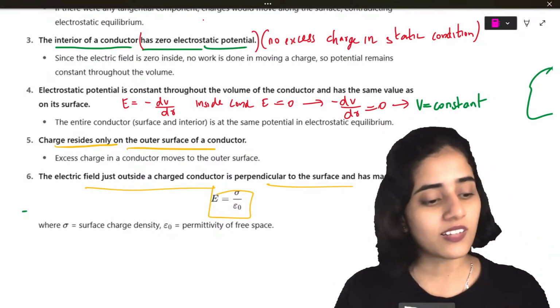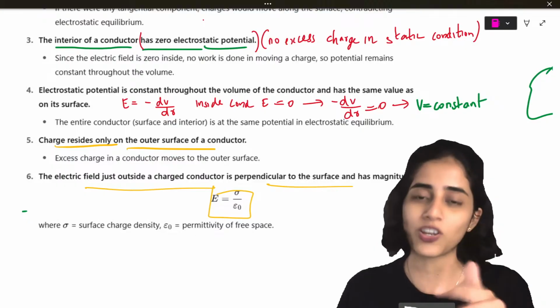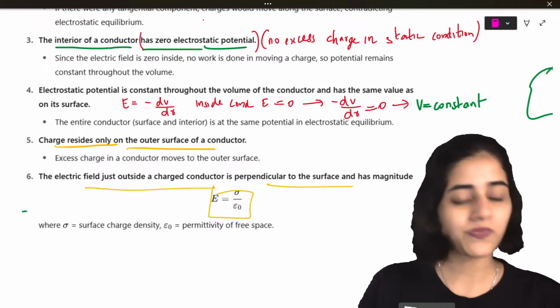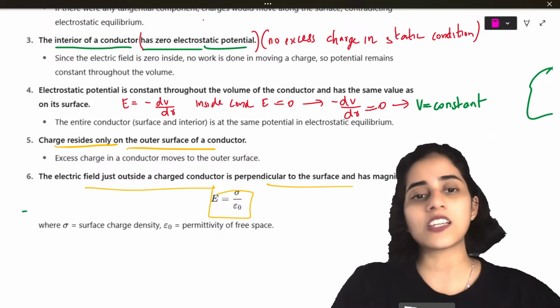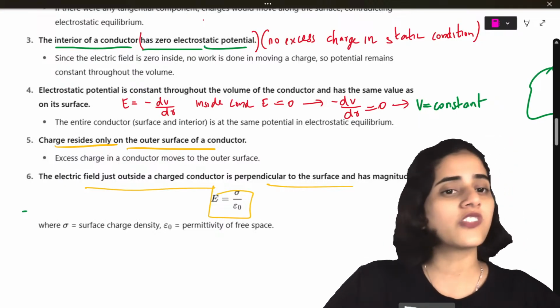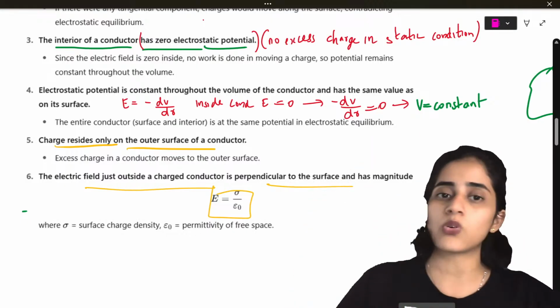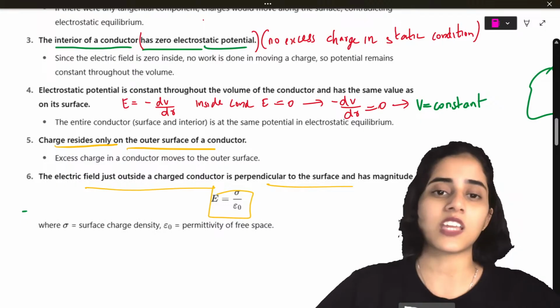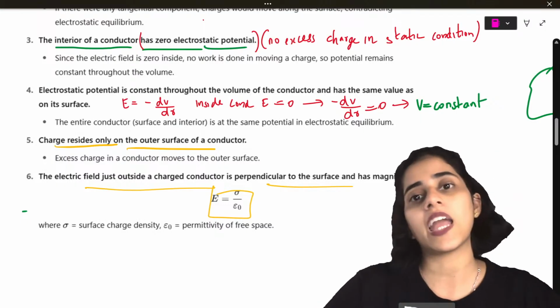Now, differentiation is first PU portion. If you don't know that, you can watch first PU videos also. So, dV by dr should be 0 only if V is a constant. Next point is charges reside only on the outer surface of a conductor. And on the outer surface, the field is given by sigma by epsilon naught.